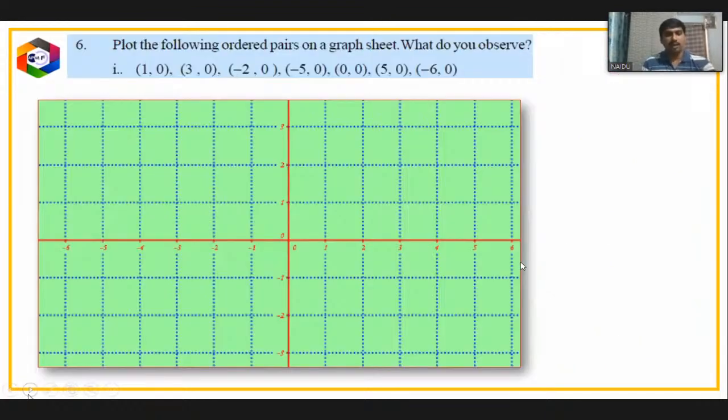Yes. Now let us observe here. The question is: plot the following ordered pairs on a graph sheet. What do you observe? Yes, here some points are given. As we discussed yesterday in an example, the same model question is given, so I am quickly explaining. Children, observe carefully. 1 comma 0. If you observe the points, in each and every point the y coordinate is 0.